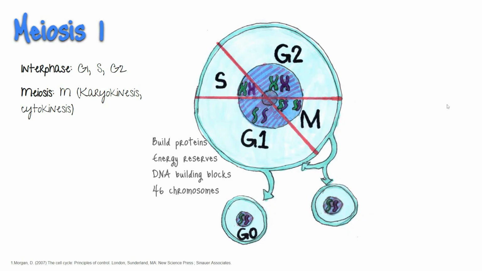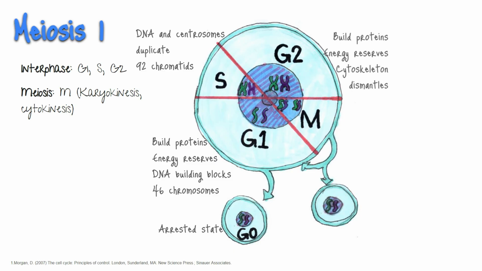G1 is where cells become committed to continuing the cell cycle or staying arrested in G0. There, proteins are built, energy reserves accumulate, DNA building blocks are produced, and the cell has 46 chromosomes. S is where cells replicate their DNA and centrosomes. The cell now has 92 chromatids. G2 is where cells rebuild their energy reserves, build more proteins, and the cytoskeleton is dismantled.